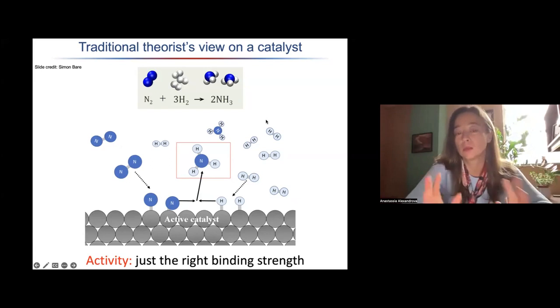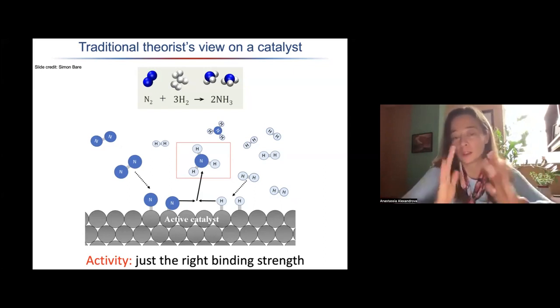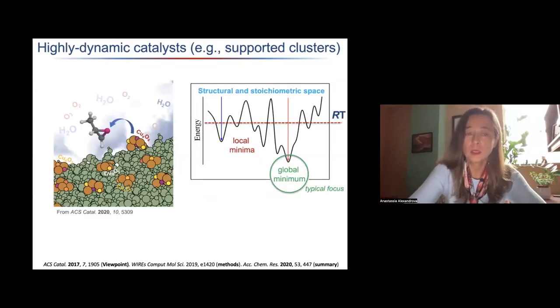And the common wisdom is that for the key reaction intermediates that determine the rate, you don't want the affinity to the surface to be too high or too low. And if you have this just right affinity, then you have a good catalyst. And it seems like the problem is solved, except it looks almost boring. I want to convince you that it's not boring at all, and that this picture is grossly incorrect in some cases at least. So I'll show you a prime example of what I call fluxionality.